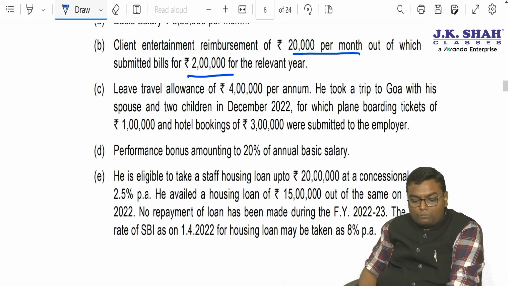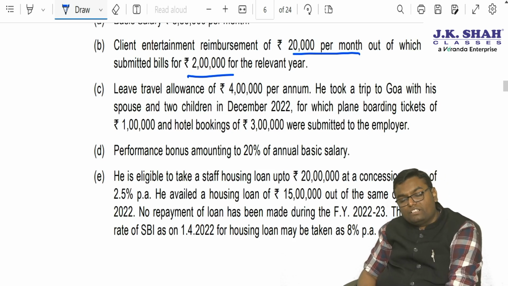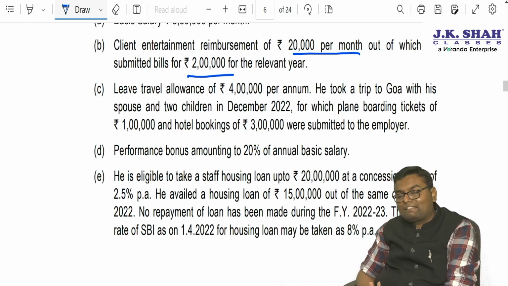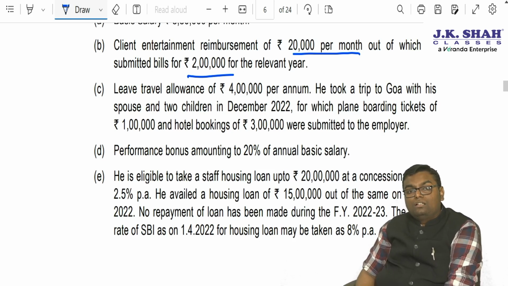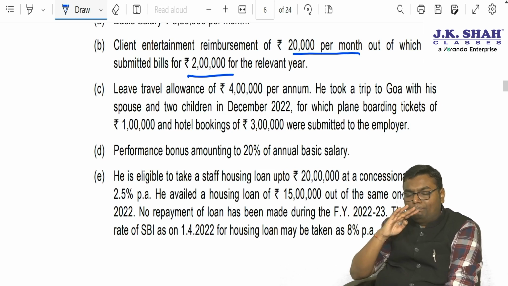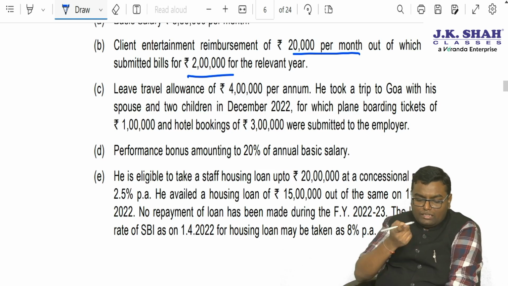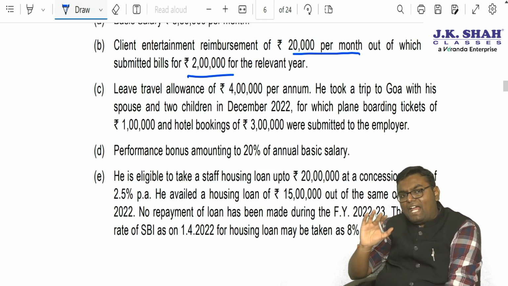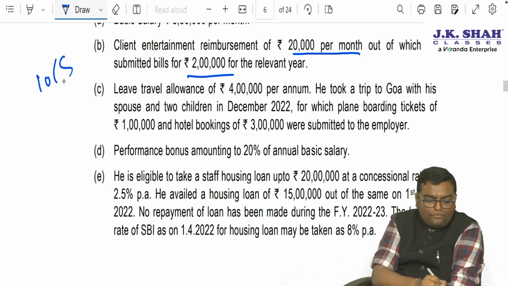Leave travel allowance rupees 4 lakh, LTC, leave travel concession, 4 lakh per annum. He took a trip to Goa, that is within India, with his spouse and 2 children in December 2022, for which plane boarding tickets of rupees 1 lakh and hotel booking of 3 lakh were submitted to the employer. Now see, in the calendar block of 4 years, 2022 till 2025, 2 journeys are allowed. Here this is only the first journey, and he's going with the family, that is spouse and 2 children. Children are also within the limit. So the entire LTC will be exempted as per Section 10 clause 5.